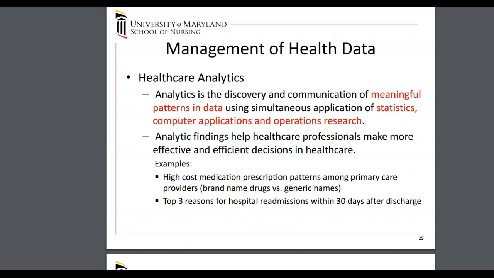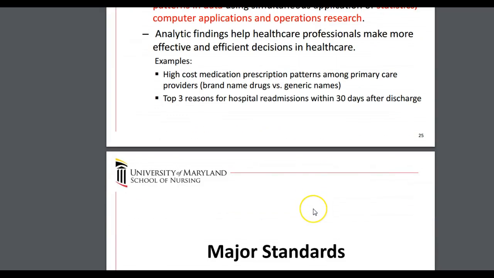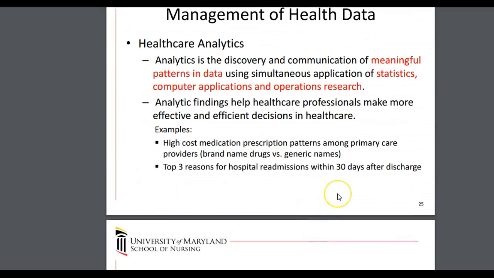Top 3 reasons for hospital readmission within 30 days after discharge. Why do we want to know those things? Because we want to prevent hospital readmission on both ends, from the primary care setting and the hospital setting. A hospital gets dinged when a patient gets readmitted. A primary care provider gets dinged when they get readmitted. So what are things that we can do to prevent that? Well, we need to know what the problem is first.